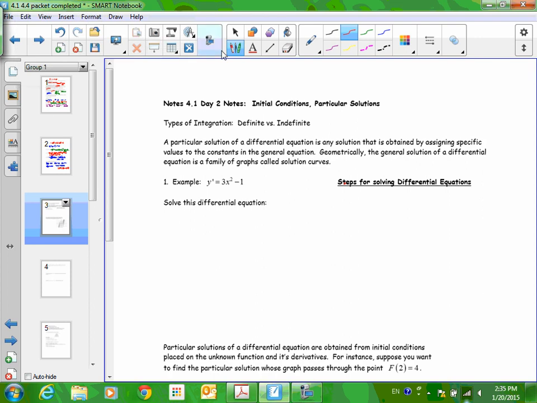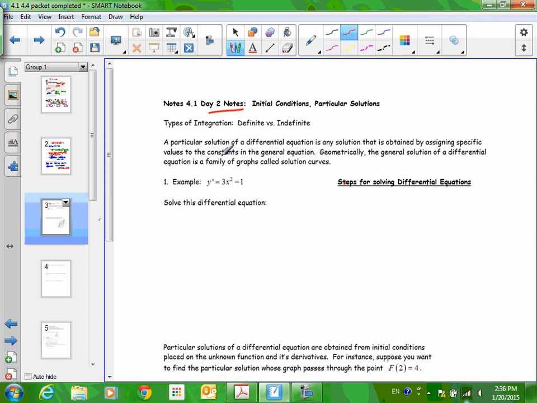Okay. All right, so what we're going to do is just day 2 of 4.1. Now, if you had to just give me a basic phrase, what is an integral? It's a reverse derivative, an antiderivative. It is the area under the curve. And what did we use to approximate the integral before this?